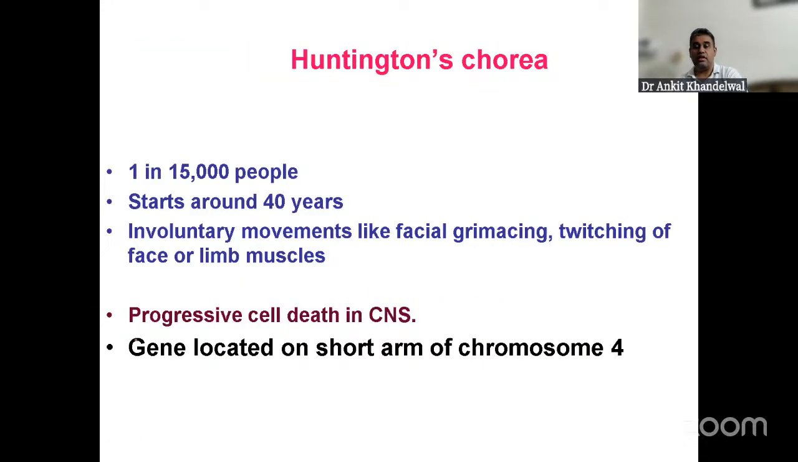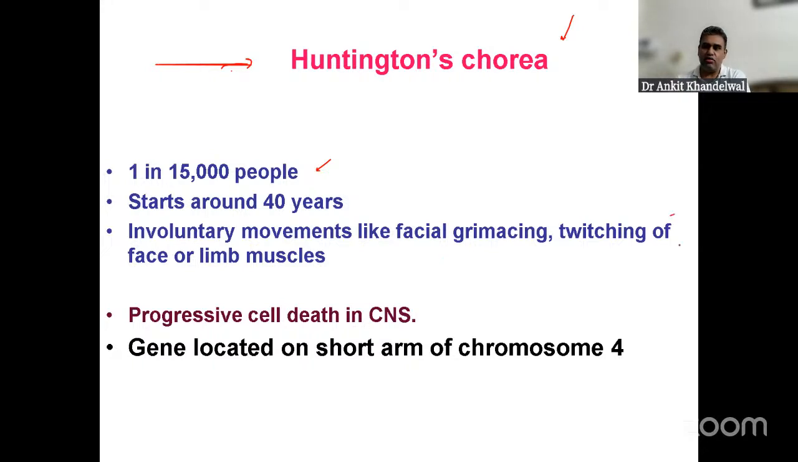Let us see some details of the disease Huntington's chorea. Which sort of inheritance is it? It is autosomal dominant. It occurs in 1 in 15,000 people and starts around 40 years, with involuntary movements like facial grimacing and twitching of face or limb muscles.